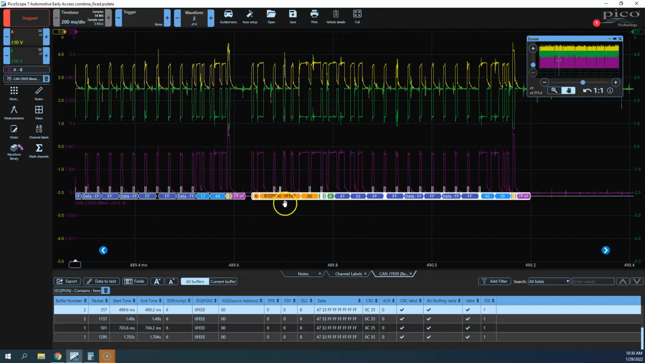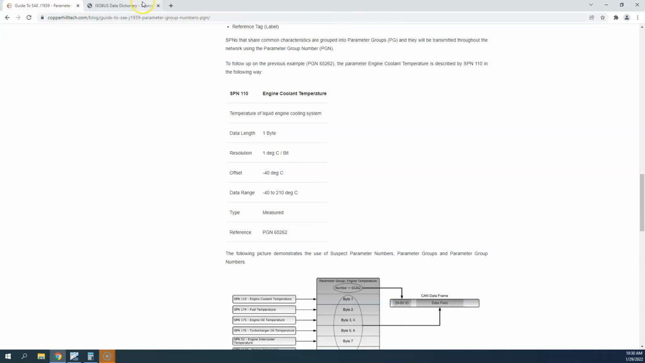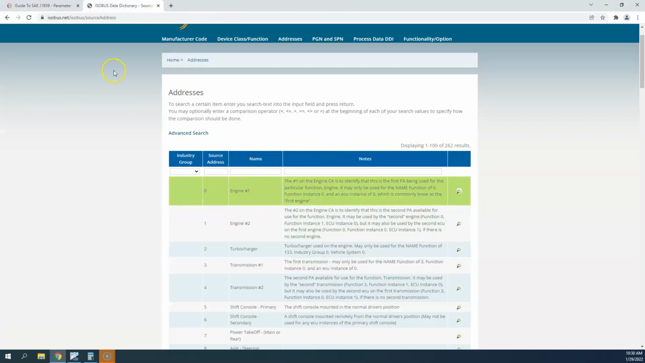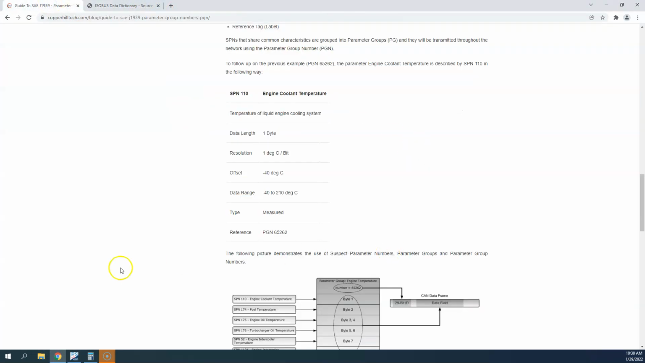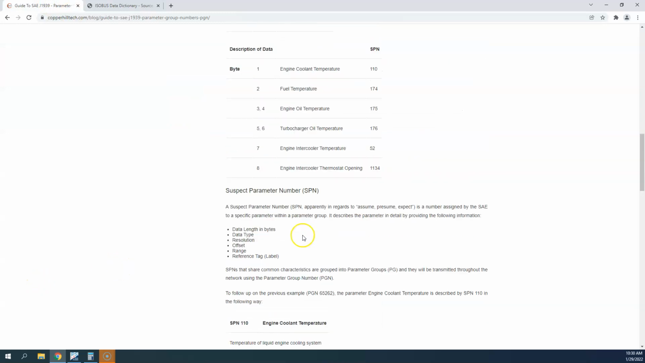We can see that this message, the big pieces of information, here's that parameter group number, FEEE. The source address is 0. In this case, we could go over here to this website and put this in the ISO, and we could see that engine is 0. And then we're looking at that. We know this is the PGN.